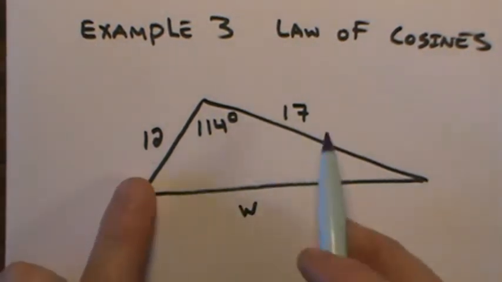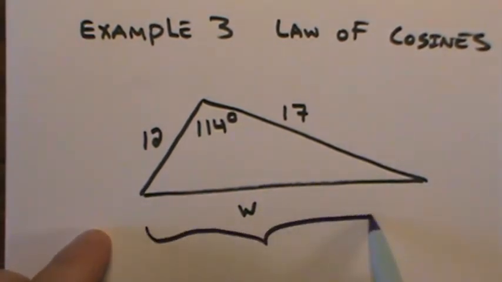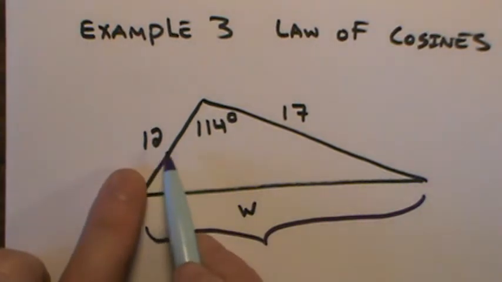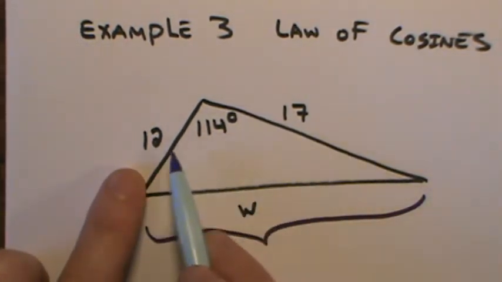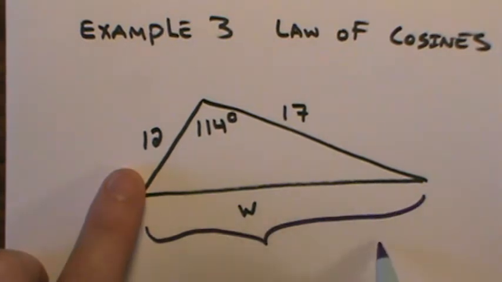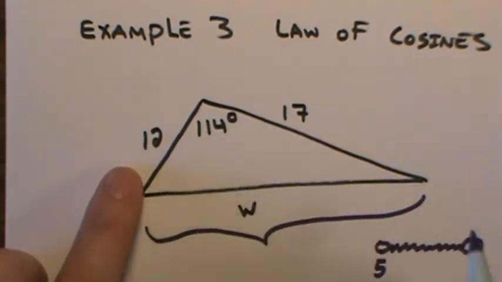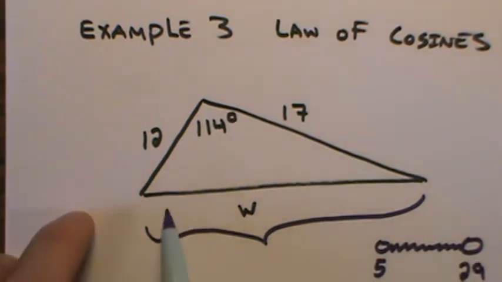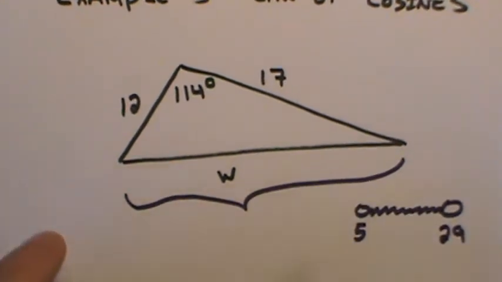Well, let me start with figuring out what the possible values are for this side. Remember the existence postulate for a triangle. We can subtract these two sides. 17 minus 12 is 5. And then when I add the two sides, 12 plus 17 is 29. This third side has to fall somewhere between 5 and 29.